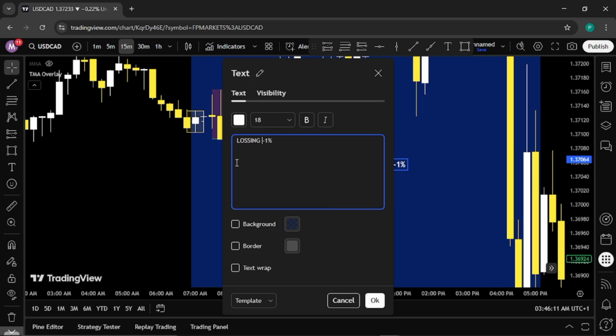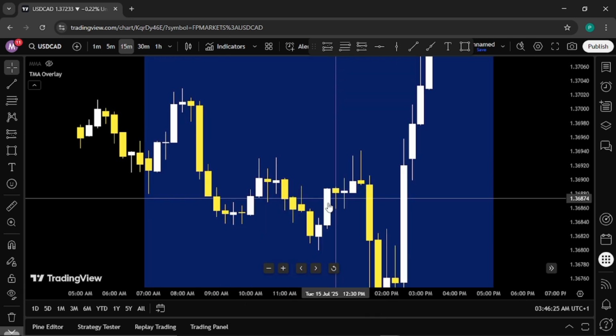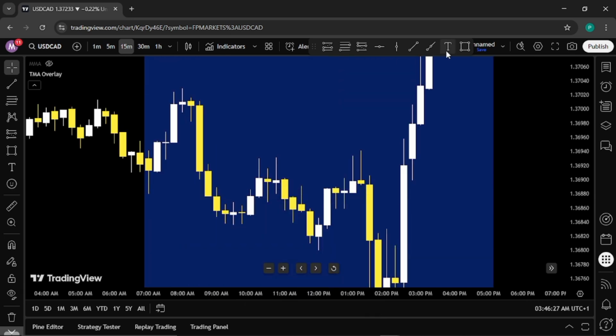Okay, it's a loss. No, sorry, it's a loss. So minus 1% of account size. So we move on to Tuesday, right? And we find that Tuesday is also a losing day.